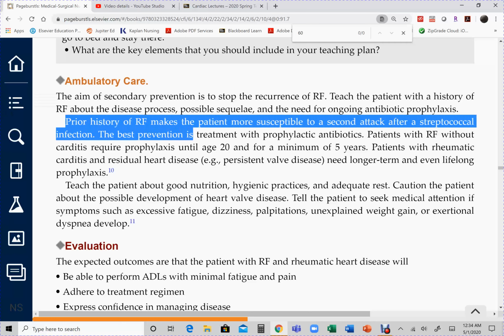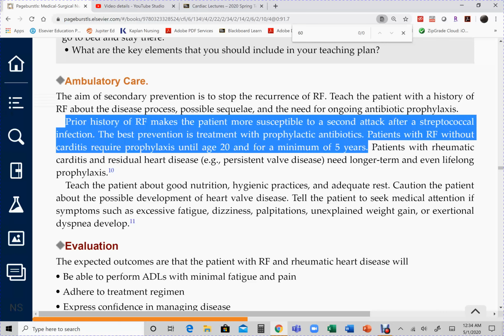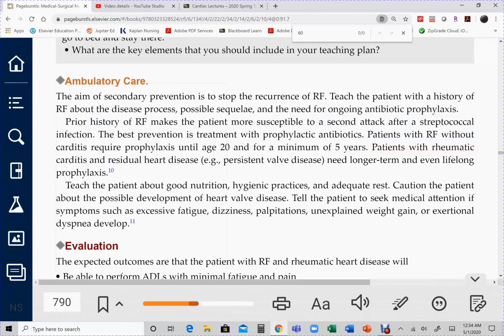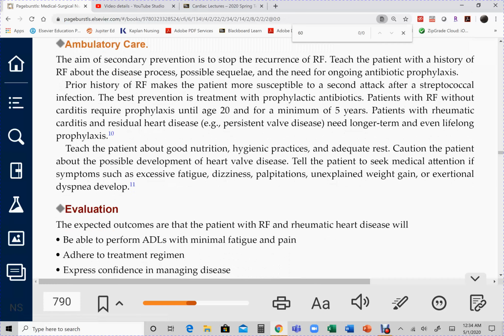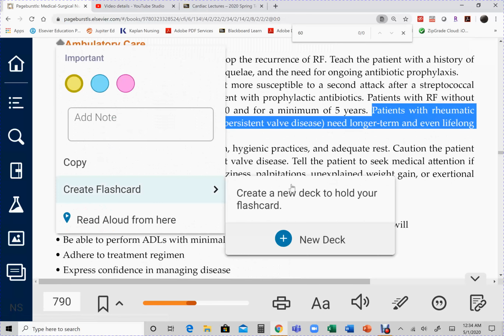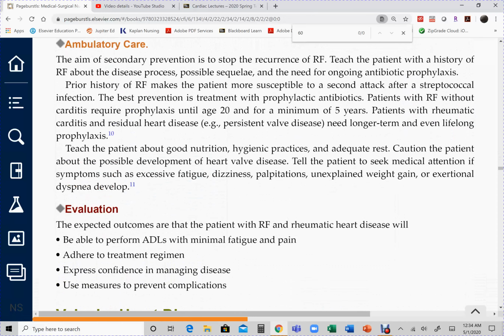So we mentioned that the patient needs prophylactic antibiotics, right? This is how long they will require the prophylactic antibiotics. This would be a minimum of 5 years, if the patient is at this age, so it occurs as a young person. They'll require the prophylaxis until age 20 and 5 years onward. If the patient already has valve damage, then it'll be lifelong antibiotic prophylaxis. And the same teaching for endocarditis, good oral care and hygiene.